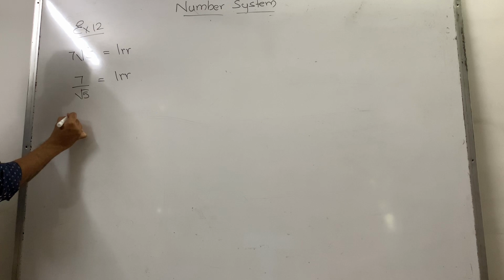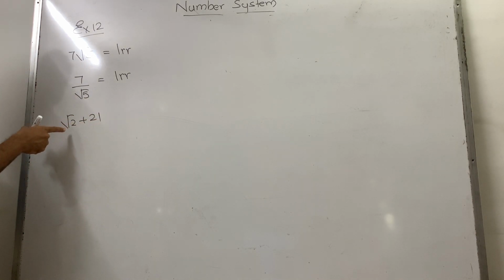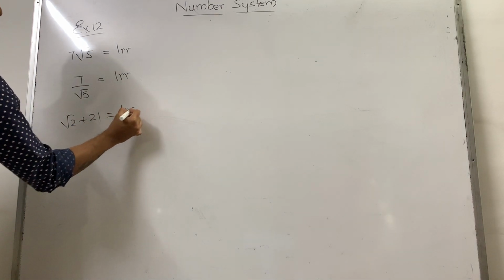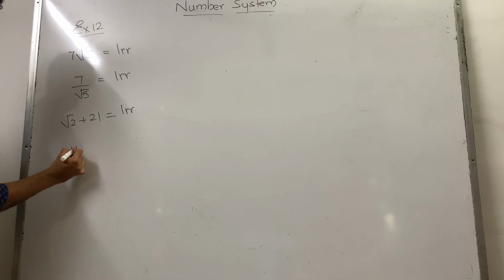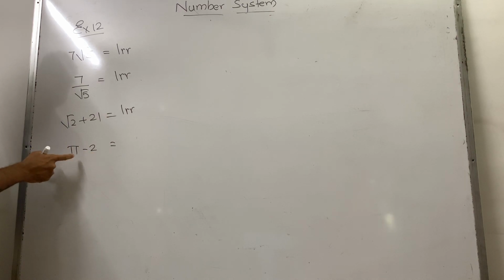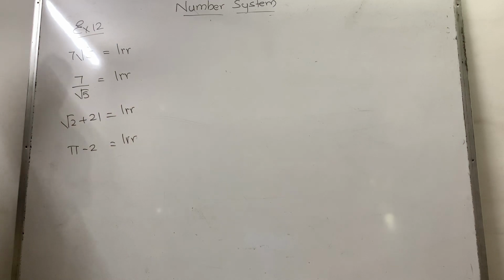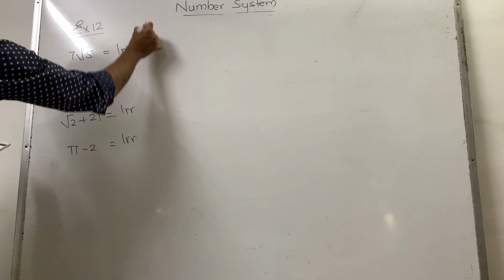The third number that they have given is root 2 plus 21. 21 is rational, root 2 is irrational, therefore root 2 plus 21 is irrational. The last number that they have given is pi minus 2. 2 is rational, but pi is irrational, therefore pi minus 2 will also be irrational. That is example 12.